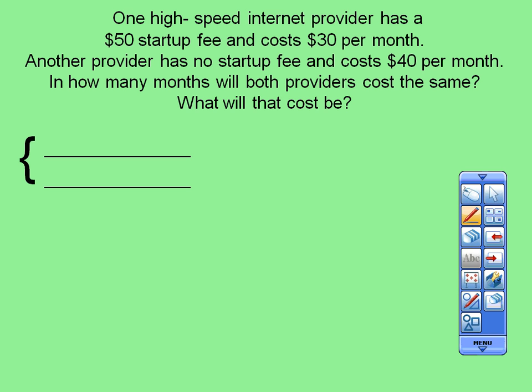Now I want you to think about this. If at 5 months they're going to be the same, right? If you were only going to have service for 4 months, which one would be the smart one to get? The one with 40, right? Because you're not having to pay a startup fee. It's just $40 a month. Now, if you're doing it for a year, which one would be the smart one to get? The first one. You pay the startup fee, but the cost per month is less, right? The only time they're going to be the same is at that 5 months. Otherwise, one or the other is going to be the smarter decision, depending on how long you're going to have it. Make sense? Okay.